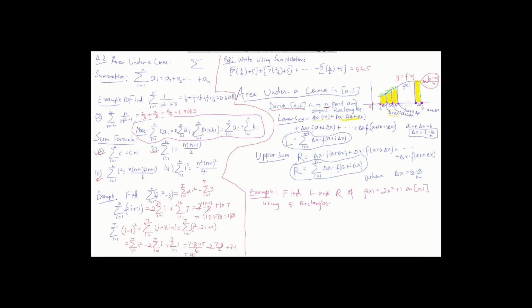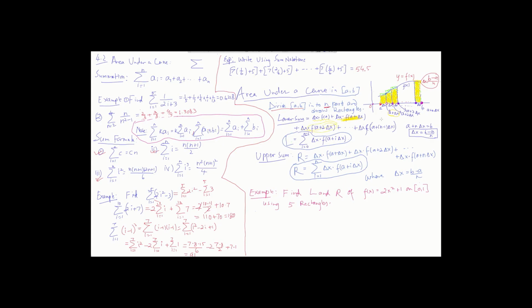Delta x times f of a plus delta x. That's what you get, right? Similarly, what is the area of this rectangle, taking the left side as the height? This point is a plus 2 delta x, because a plus delta x plus delta x. So the height is f of a plus 2 delta x, and the area of this region is delta x times f of a plus 2 delta x.